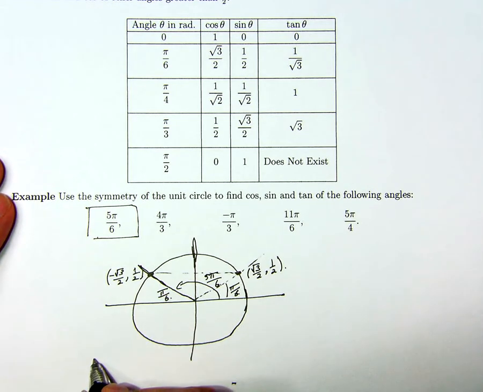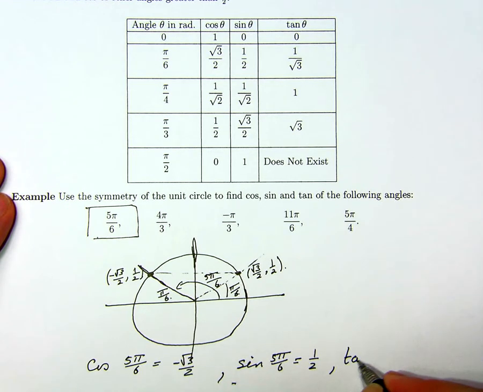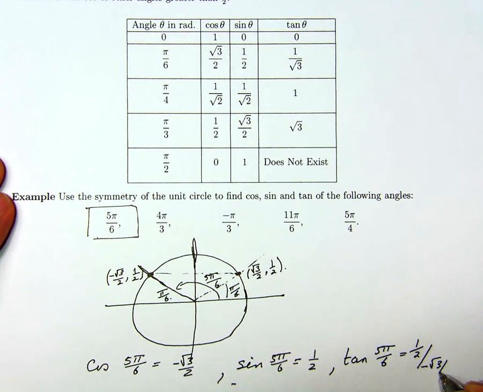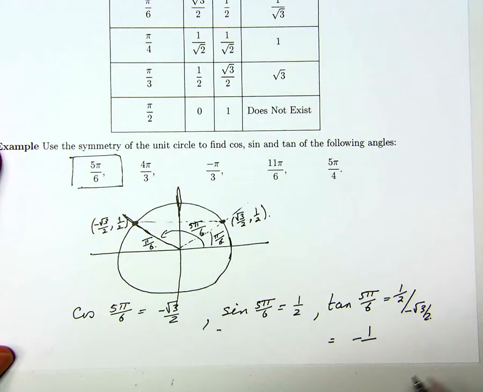That tells me cosine of 5 pi over 6 is negative root 3 over 2. Sine of 5 pi over 6 is 1/2. And tangent of 5 pi over 6 is sine over cosine. That's 1/2 over negative root 3 over 2. And that's negative 1 over root 3.